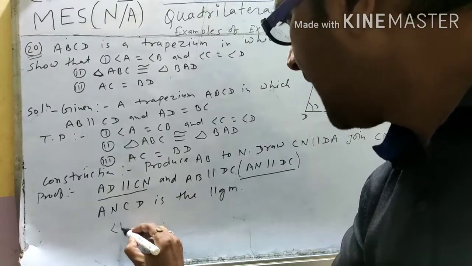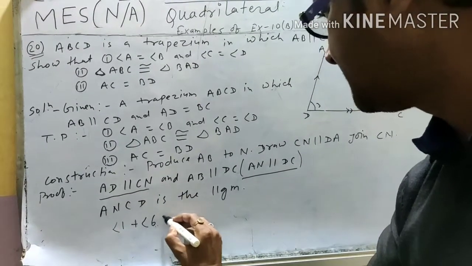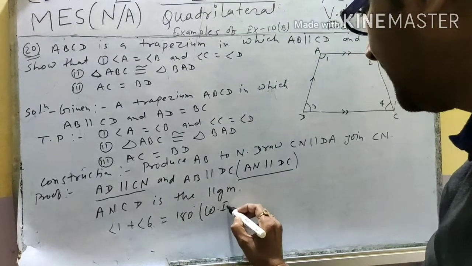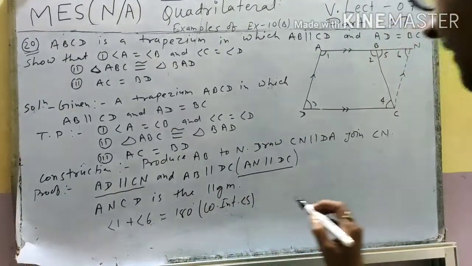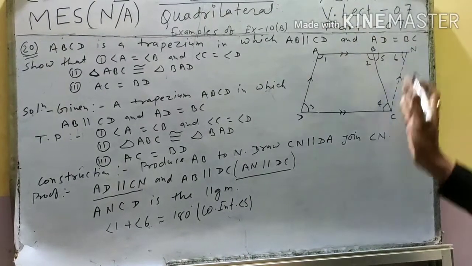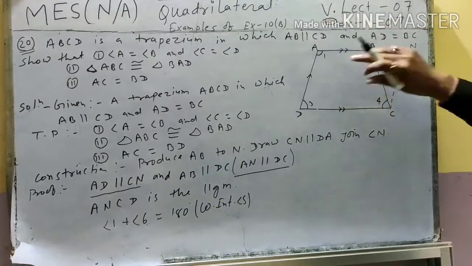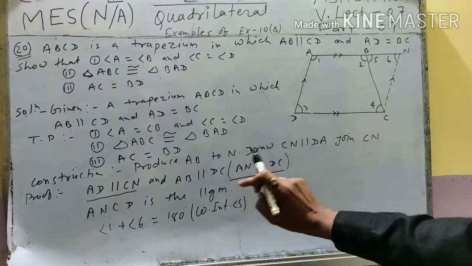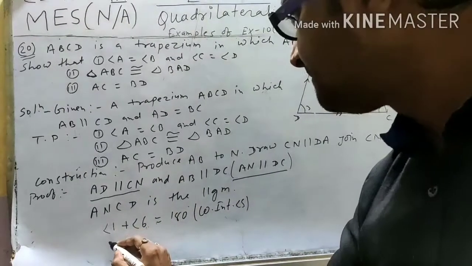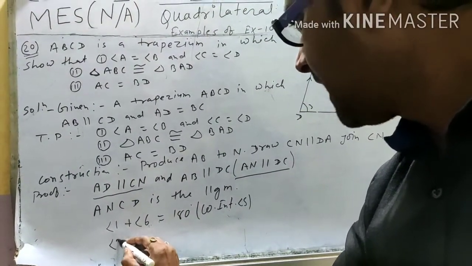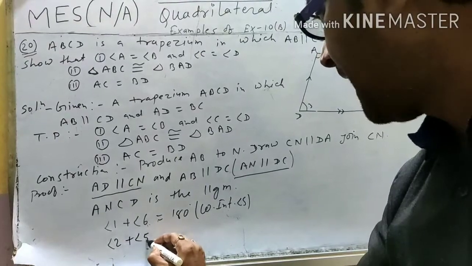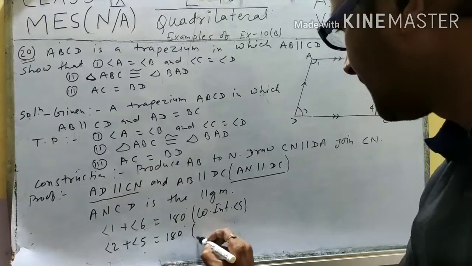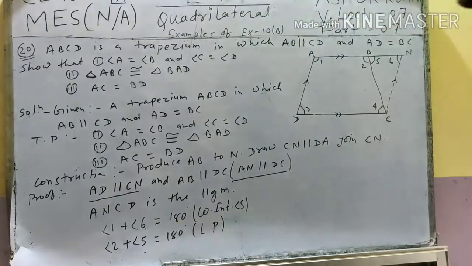Here, student, angle 1 plus angle 6 is equal to 180 degrees. The reason is co-interior angle, because this line is parallel to this line and this is the transversal, so we can write here angle 1 plus angle 6 is equal to 180 degrees by co-interior angle, and angle 2 plus angle 5 is equal to 180 degrees by linear pair.